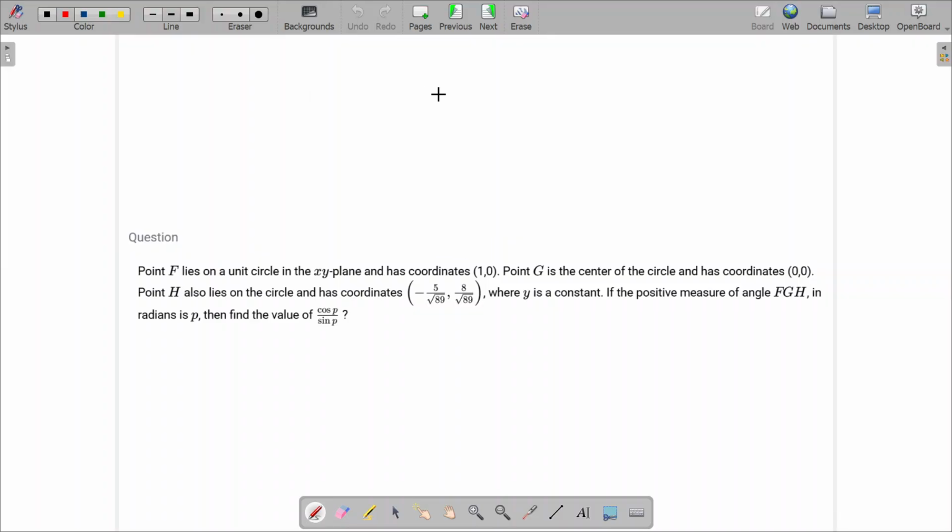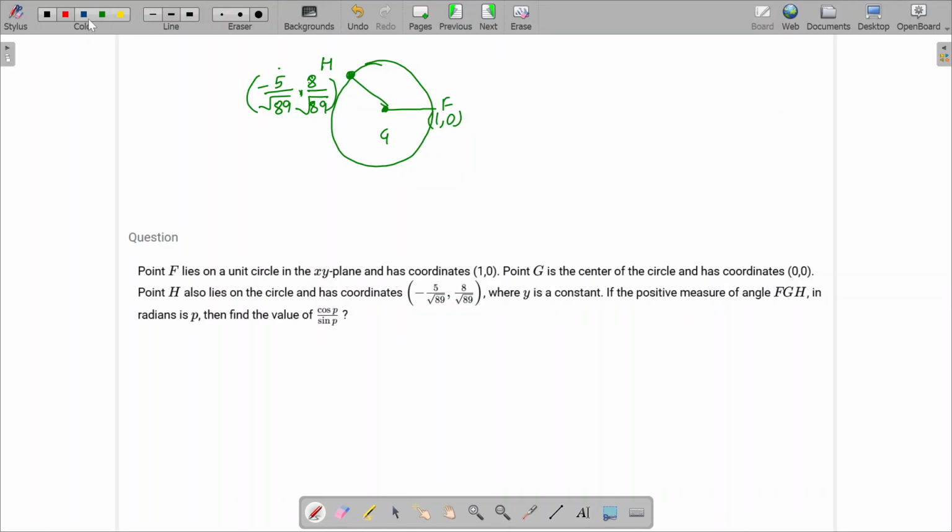Now let's find out. First, always remember whenever these types of questions are given, always draw it. So there is a circle, there is a center. Now this center is G. Now there is a point 1 comma 0. This is F, and there is a point somewhere here, let's say H, and it is negative 5 over root 89. Now whenever you have complex angles, let me write first.